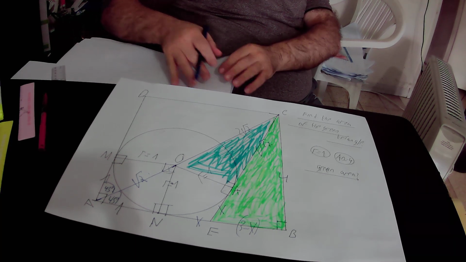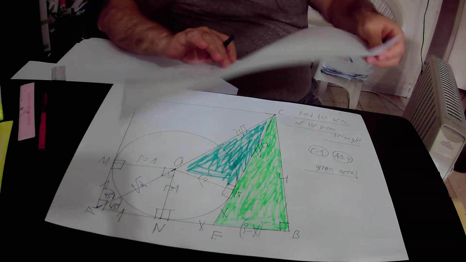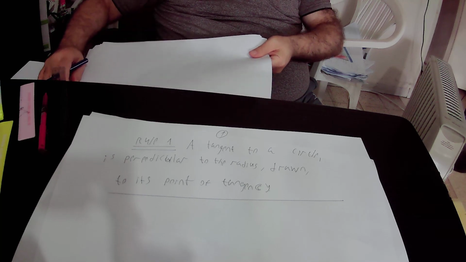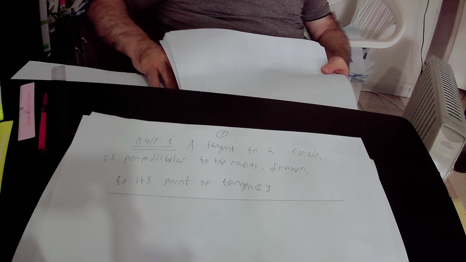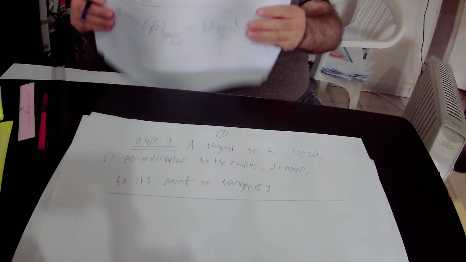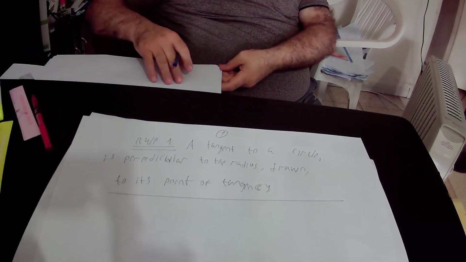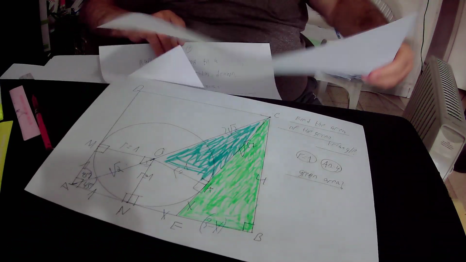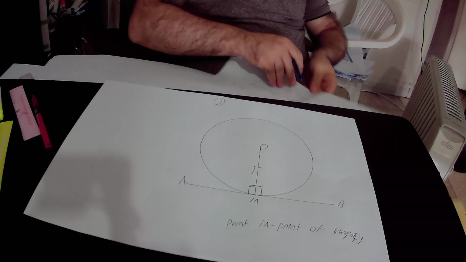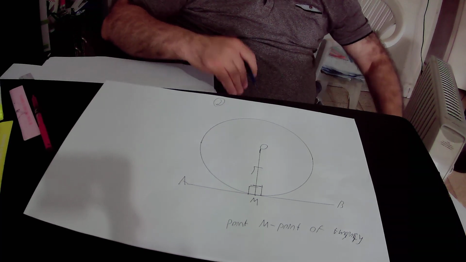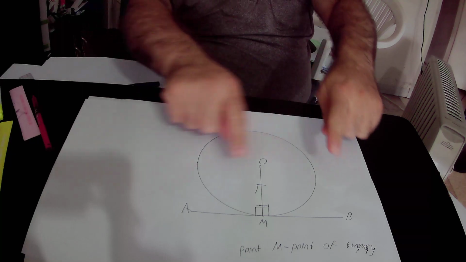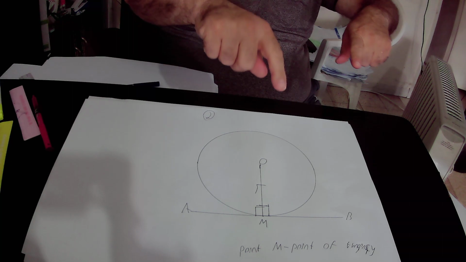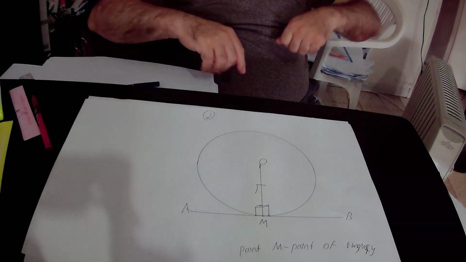So first of all, I presented to you a new rule number 1. According to rule number 1, a tangent to a circle is perpendicular to the radius drawn to its point of tangency. So what is the meaning of rule number 1? The meaning of rule number 1 is that if you have this circle and tangent AB is tangent to this circle at point M. Point M is the point of tangency of tangent AB with this circle.